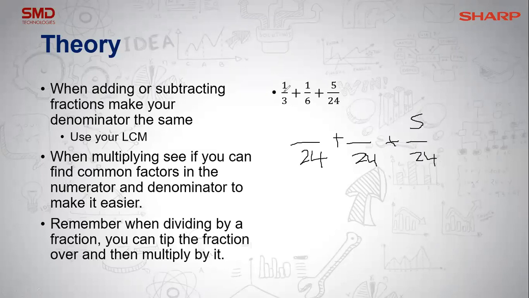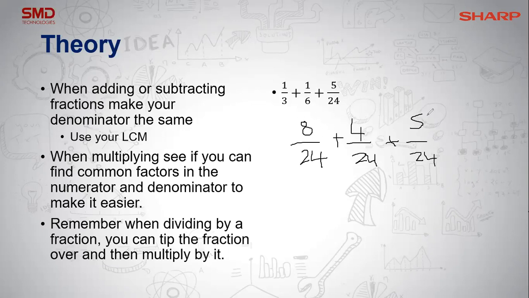And the last one we know is 5 out of 24. Okay. Now, how did we get from 3 to 24? We multiplied by 8. And the golden rule says what you do to the bottom, you do to the top. So 1 times 8 is 8. How did we get from 6 to 24? We multiplied by 4. What we do to the bottom, we do to the top. So 1 times 4 is 4. There we go.